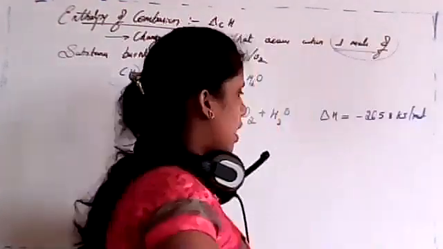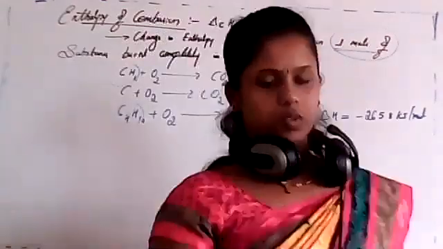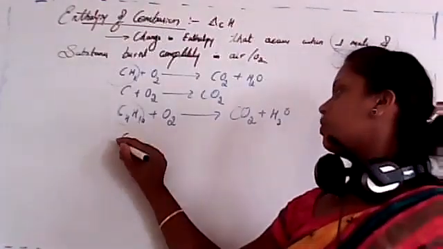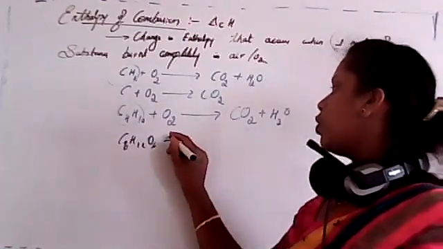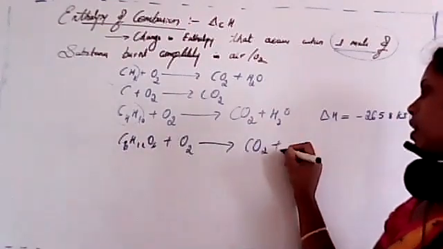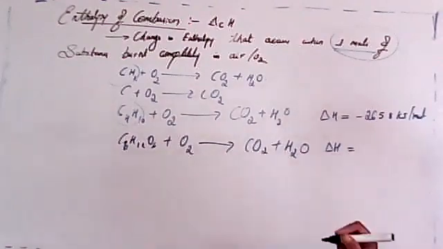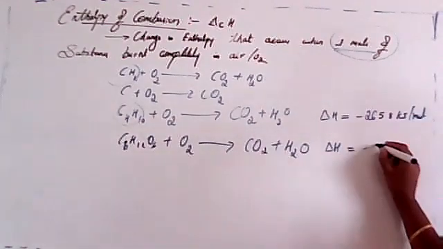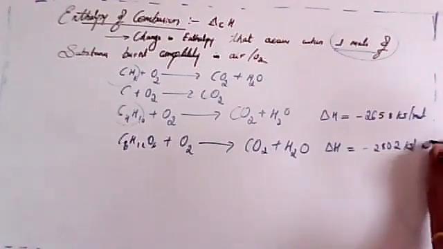Again, another example is sucrose or glucose. You can use glucose, C6H12O6, which reacts with oxygen. It gives carbon dioxide and water. In this case also the delta H value is much greater, that is minus 2802 kilojoule per mole.